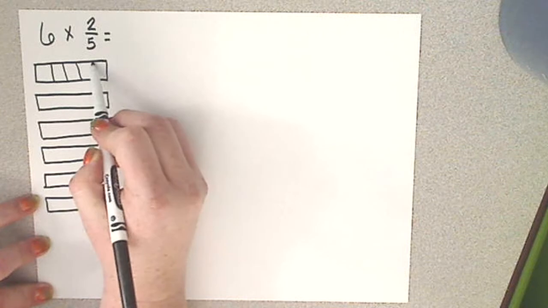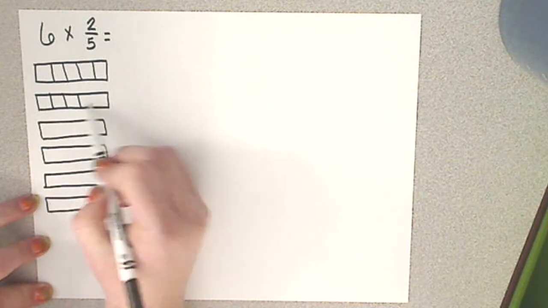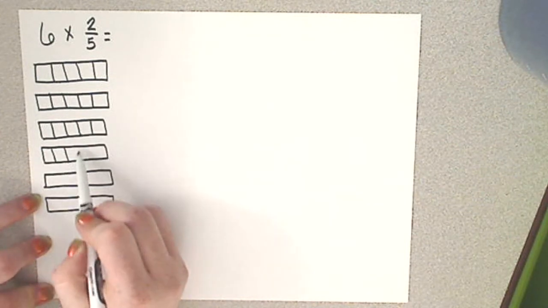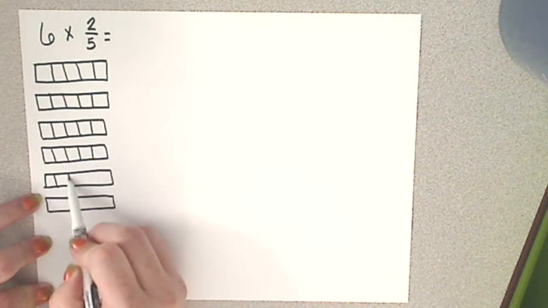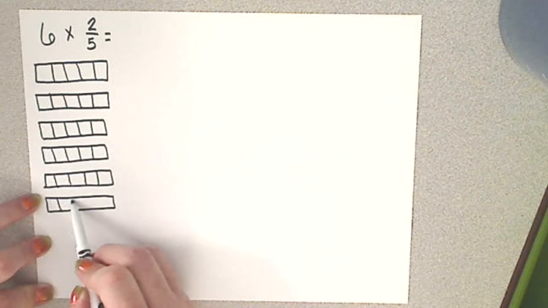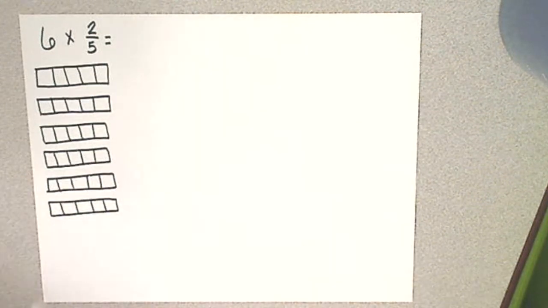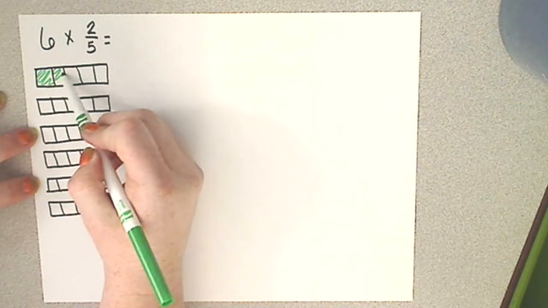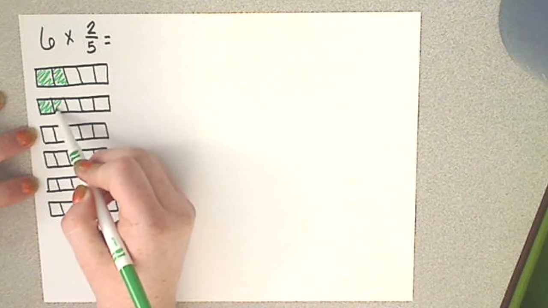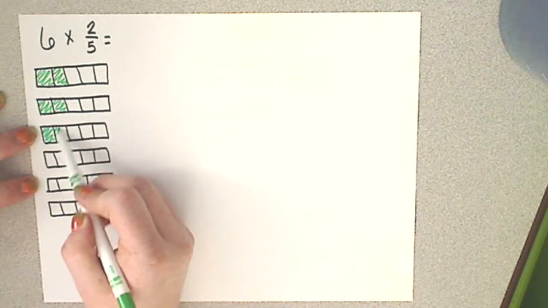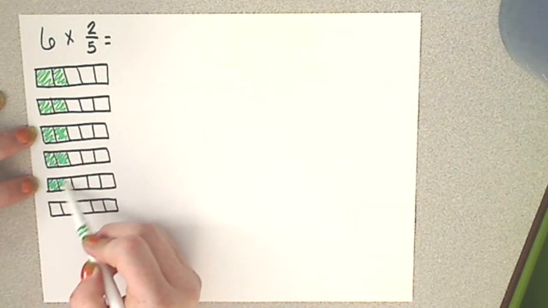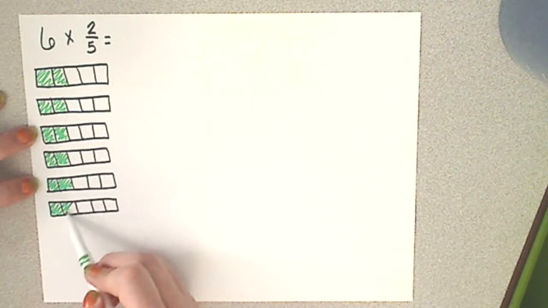1, 2, 3, 4, 5 in each bar. And now I need to color 2/5 of each of these bars. 1, 2 in each one, across all six bars.